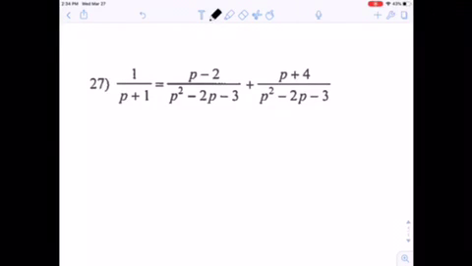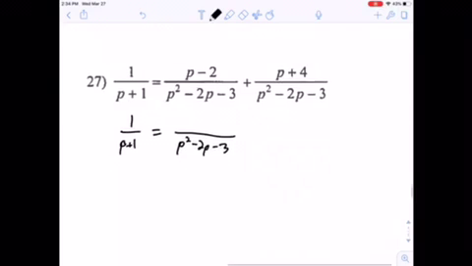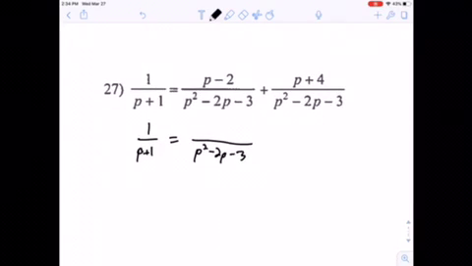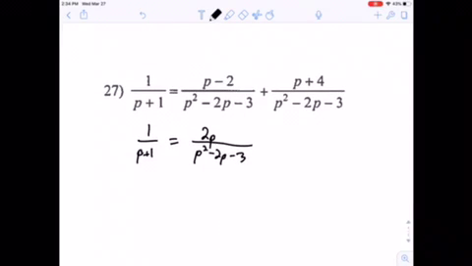All right, 27, I'm going to do it in a little bit different way, because normally we'd be factoring p squared minus 2p minus 3, but if you look, they're adding fractions with the same denominator. So all we have to do is add the tops, the bottoms stay the same, and so p plus p is 2p, and negative 2 plus 4 is plus 2.